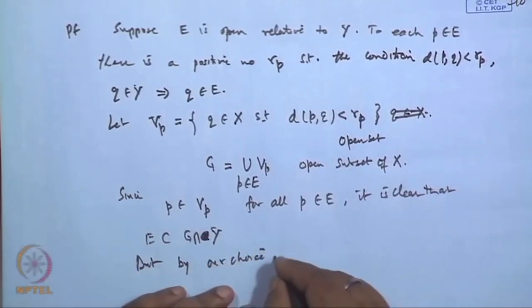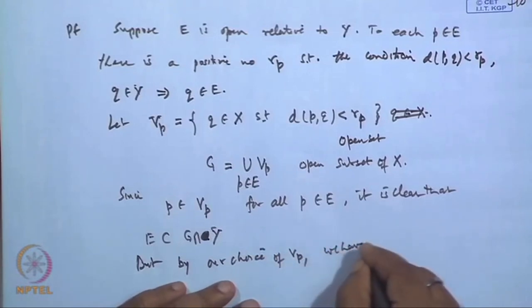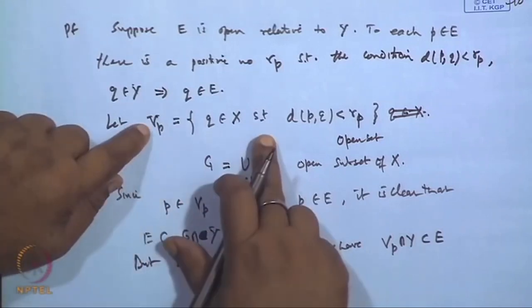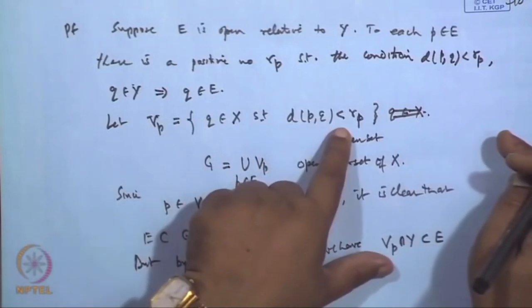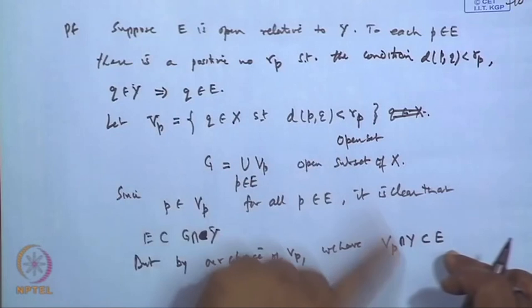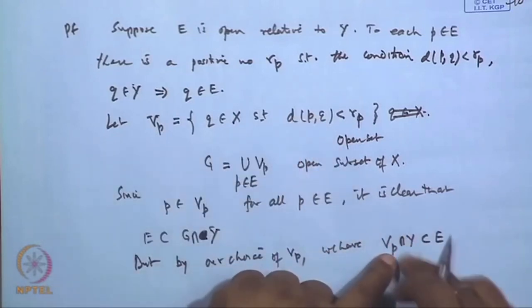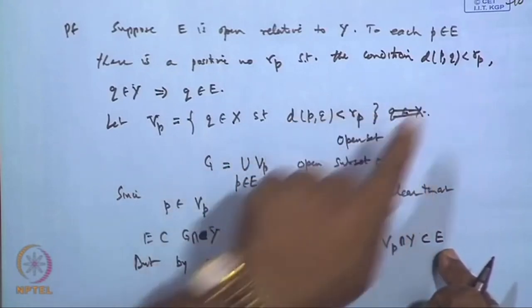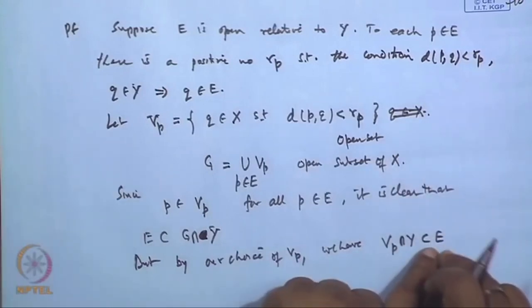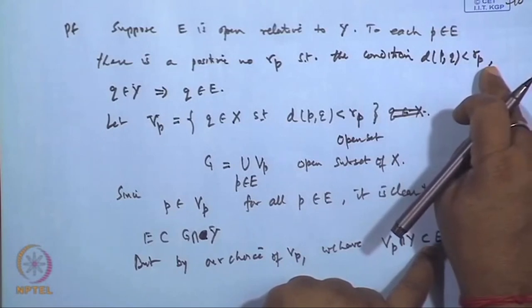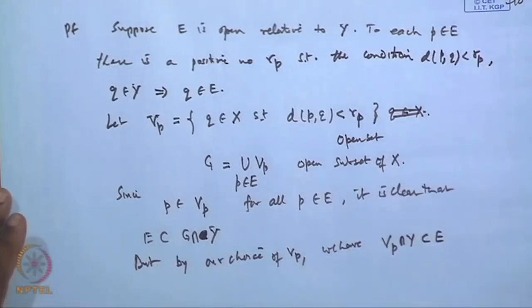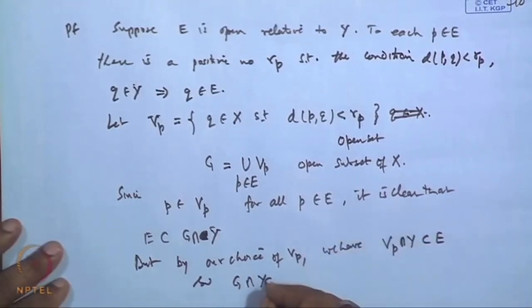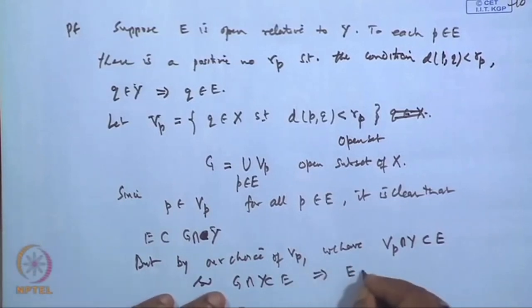By our choice of B_P, we have that B_P intersection Y is a subset of E. By our choice means, because we have B_P constructed this way, for each P there is a positive radius such that this holds. So when we restrict Q to Y, all these points are common to E and are contained in E, because E is an open set relative to Y. So this is by our choice. Therefore, taking the union over every P, G intersection Y is contained in E, and hence E will be equal to G intersection Y.